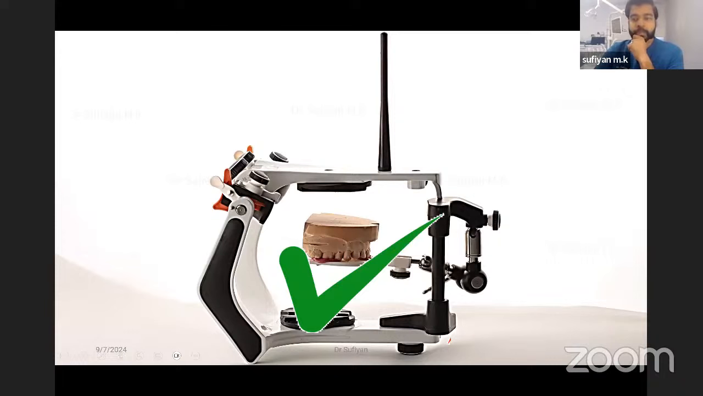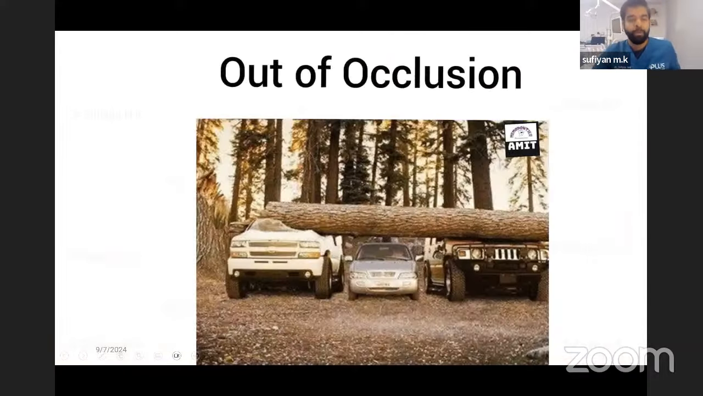Okay, so semi-adjustable articulator. So you might ask me, Doctor, you have told me so much about this occlusion, so why can't we keep it out of occlusion? That's the safest way to play. If you do not follow this protocol and reduce the entire marking, then you will have this kind of occlusion, out of occlusion. What are the consequences you will face over a period of time?